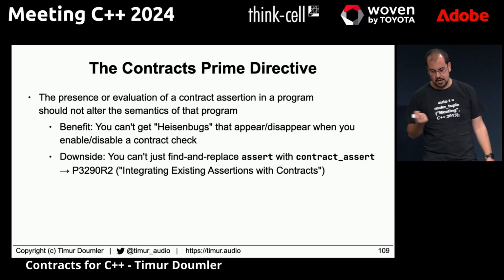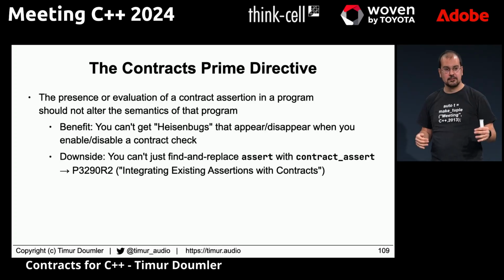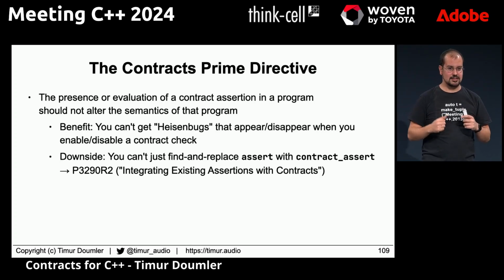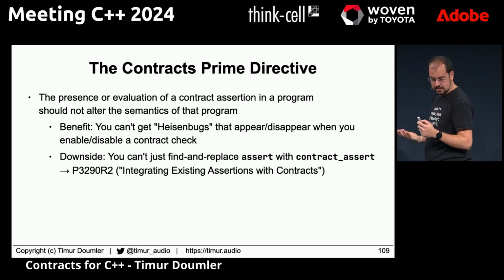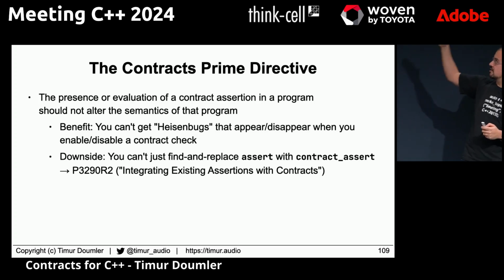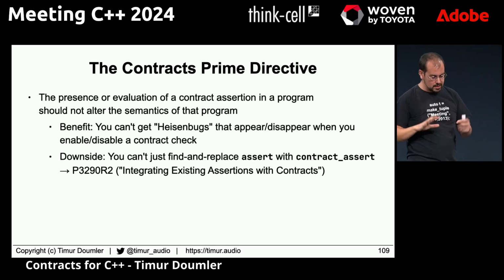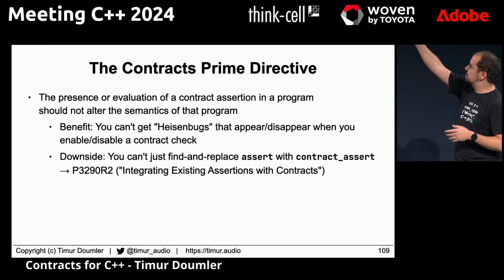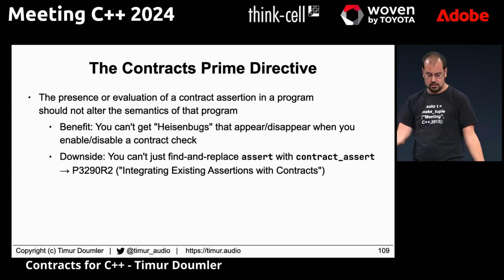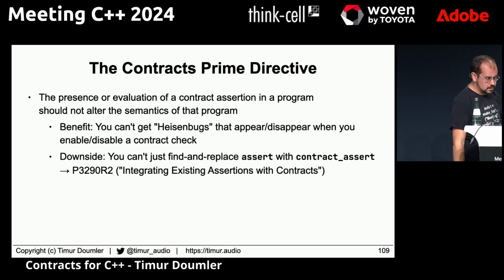And if you follow this guidance, then you get a benefit, which is you can't get these Heisenbugs, where you have a bug, you add an assertion, the bug disappears. You disable the check, the bug is there again, right? So that is something that you can easily run into with macros, but not with P2100 contracts. The downside is, as I said, you can't just textually replace assert with contract assert. You need to be a little bit more careful with this. There's this other paper here, P3290, which proposes some facilities that make it easier to migrate away from macros. So that is also heading towards the appropriate study group in the committee.